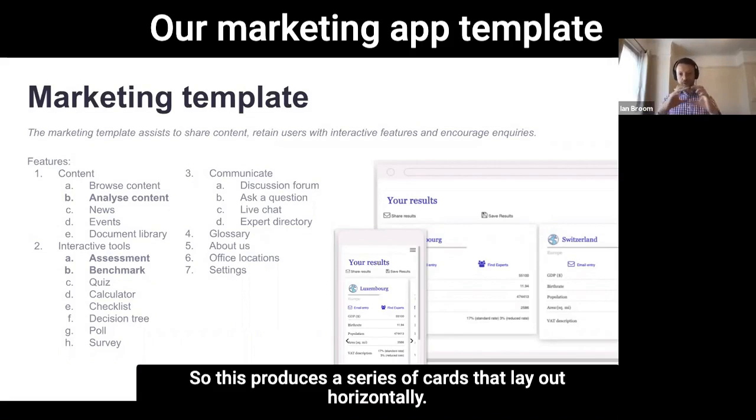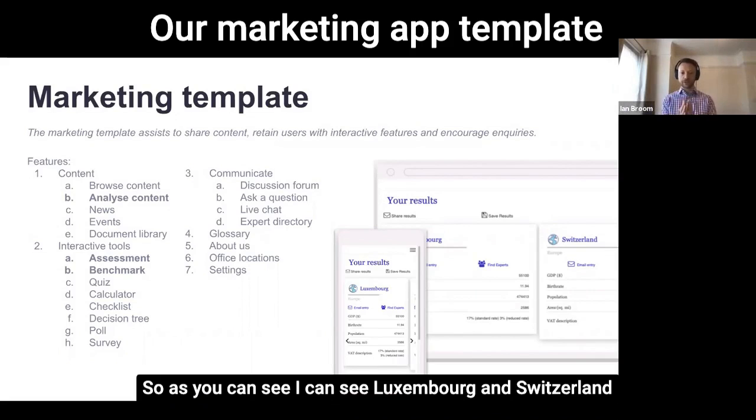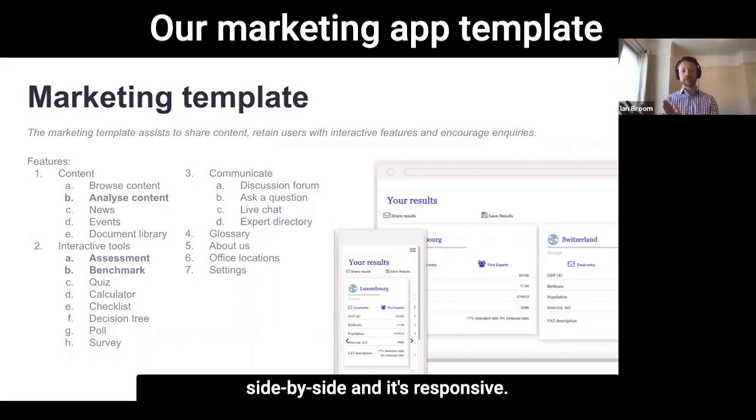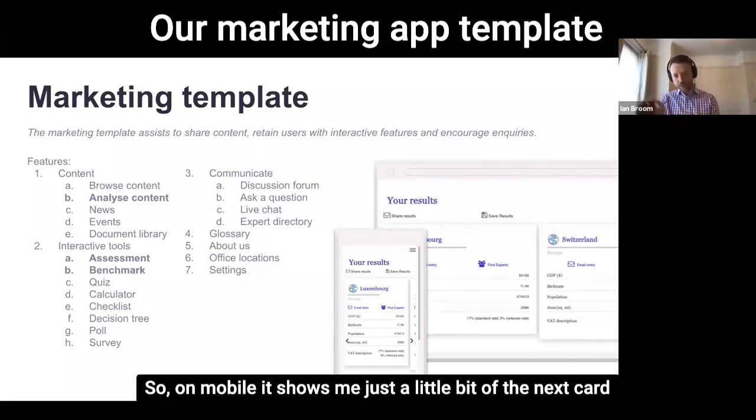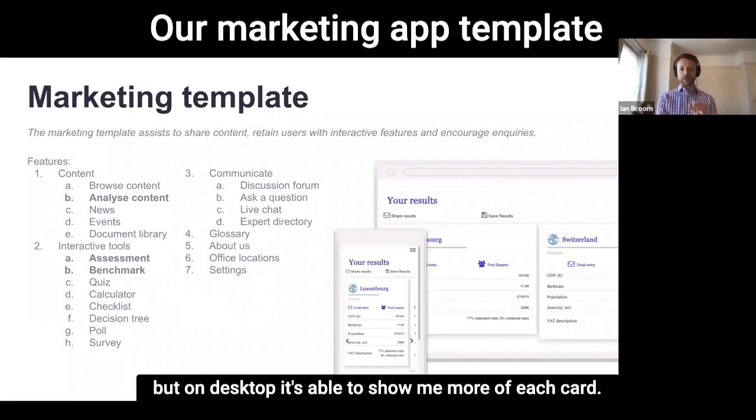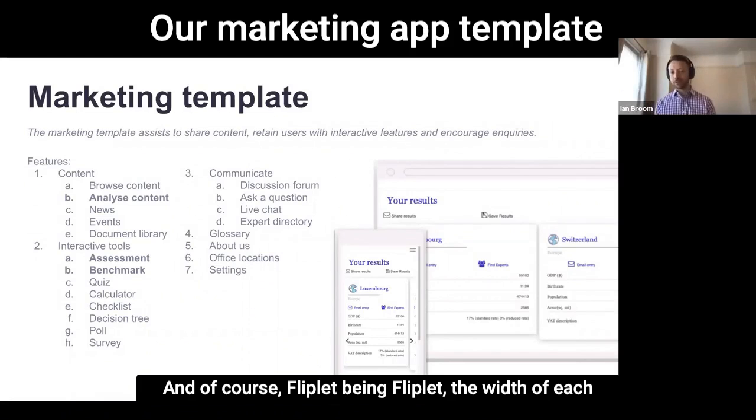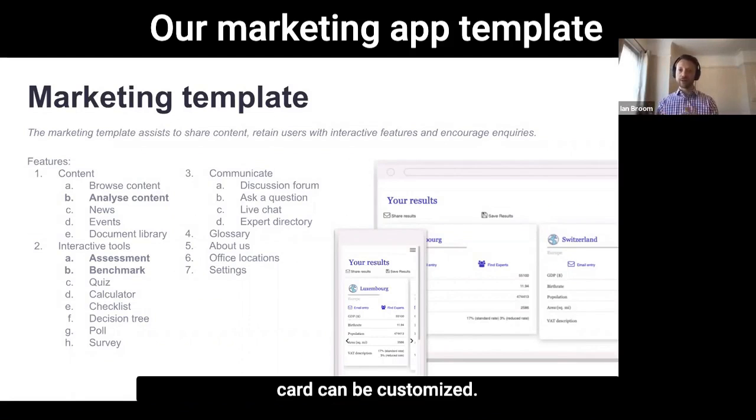So this produces a series of cards that lay out horizontally. So as you can see, I can see Luxembourg and Switzerland side by side. And it's responsive. So on mobile, it shows me just a little bit of the next card, but on desktop, it's able to show me more of each card. And of course, Fliplet being Fliplet, the width of each card can be customized.